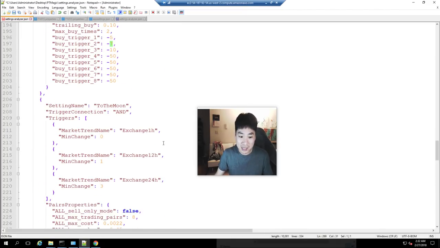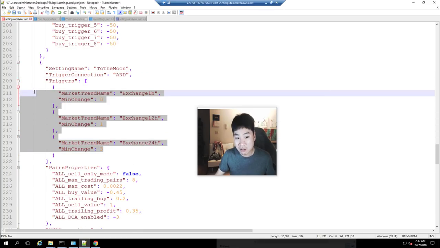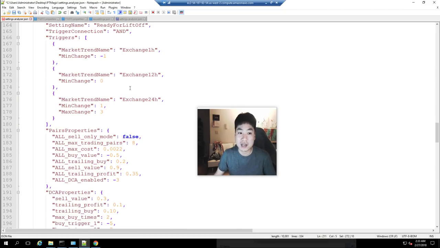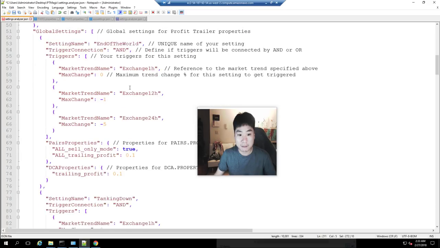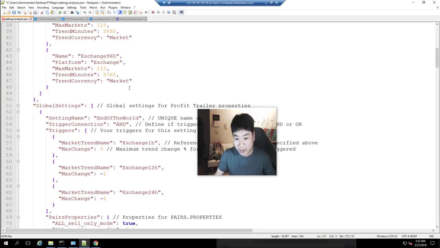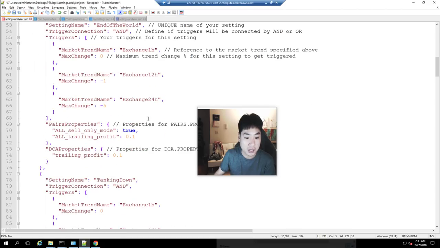So yeah, there's also AND statements. So it has to meet all this criteria here in order to be set to the moon setting. So right now it is set to default. Even though the 24 hour and the 12 hour are very negative at this time, the 1 hour mark is looking pretty healthy. It's actually a positive number. So it's set to default. And let me see if I can showcase that to you guys.